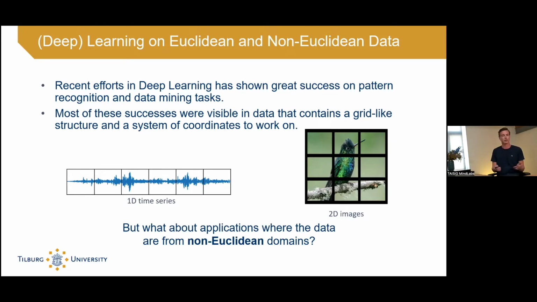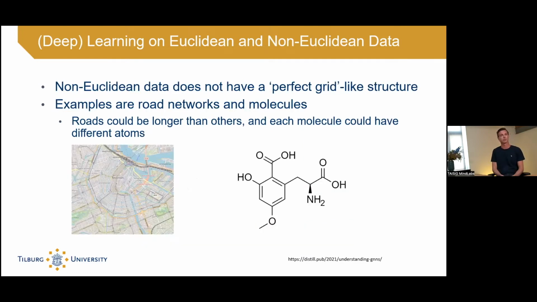But what if we have data that does not really follow this pattern? Non-Euclidean data can be, for example, a road network or a molecule data set. A road network consists of all these specific roads that are connected to each other. You can imagine that the roads in Amsterdam or in Tilburg are much more densely connected than roads in other parts of the Netherlands. If you look at a molecule, which is the figure on the right, these are connected by all these different atoms. They can have different connections between them, and that completely changes the molecule. So this, of course, does not really follow some sort of structure. So how do you learn on this kind of data?